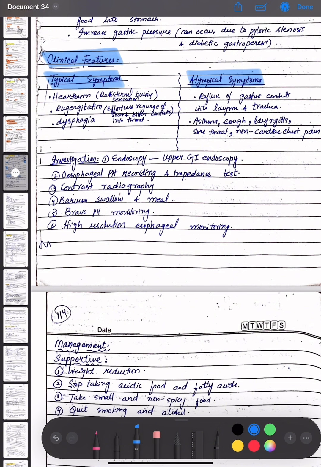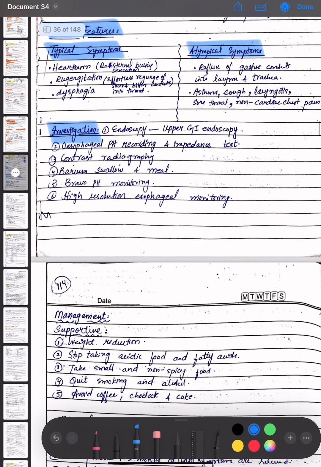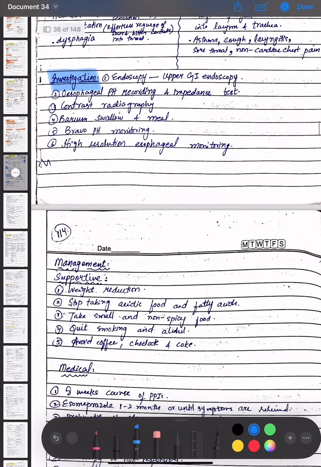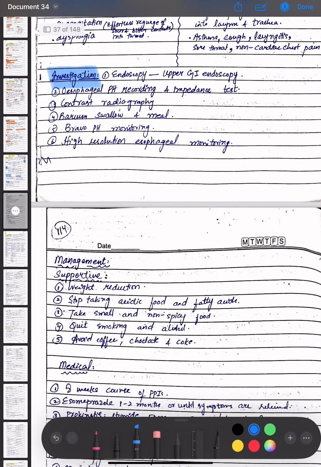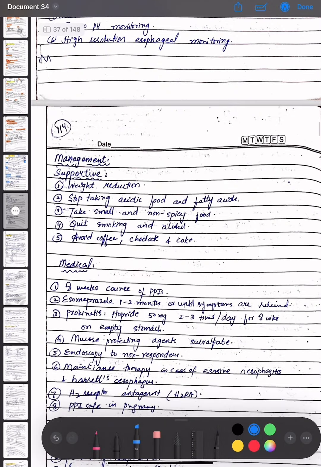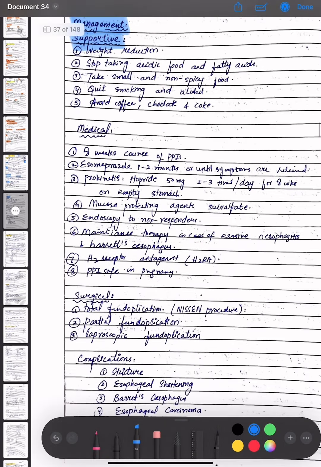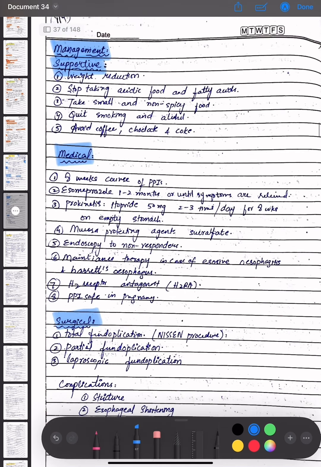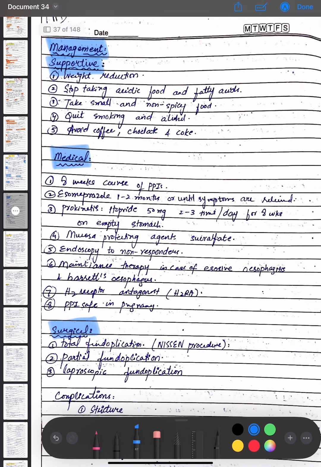Now, in investigations, we will do the endoscopy, that is upper GI endoscopy, esophageal pH recording and impedance test, contrast radiography, barium swallow and meal, Bravo pH monitoring, high resolution esophageal monitoring. In management, we will provide the supportive management, the medical management, and the surgical management. In the supportive management, we are having weight reduction, stop taking acidic food and fatty foods, take small and non-spicy food, quit smoking and alcohol, avoid coffee, chocolate, and coke.